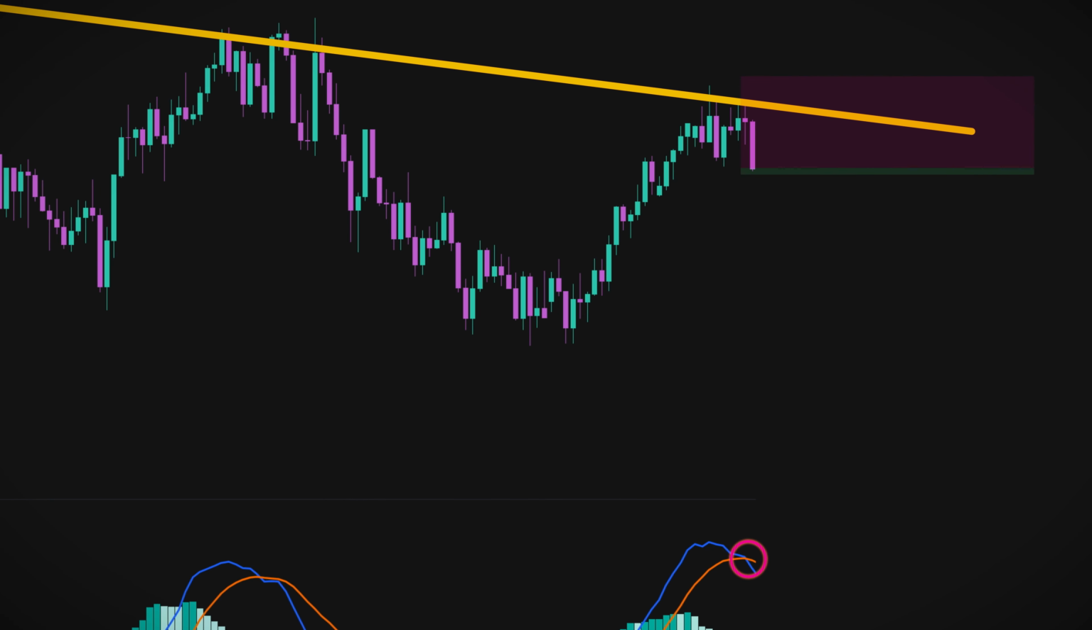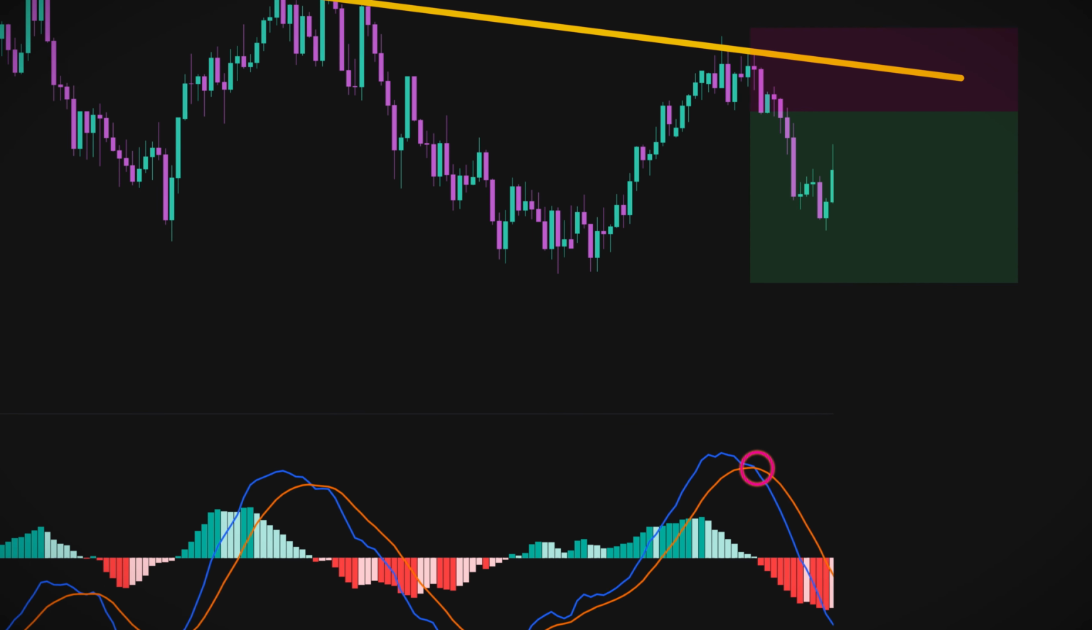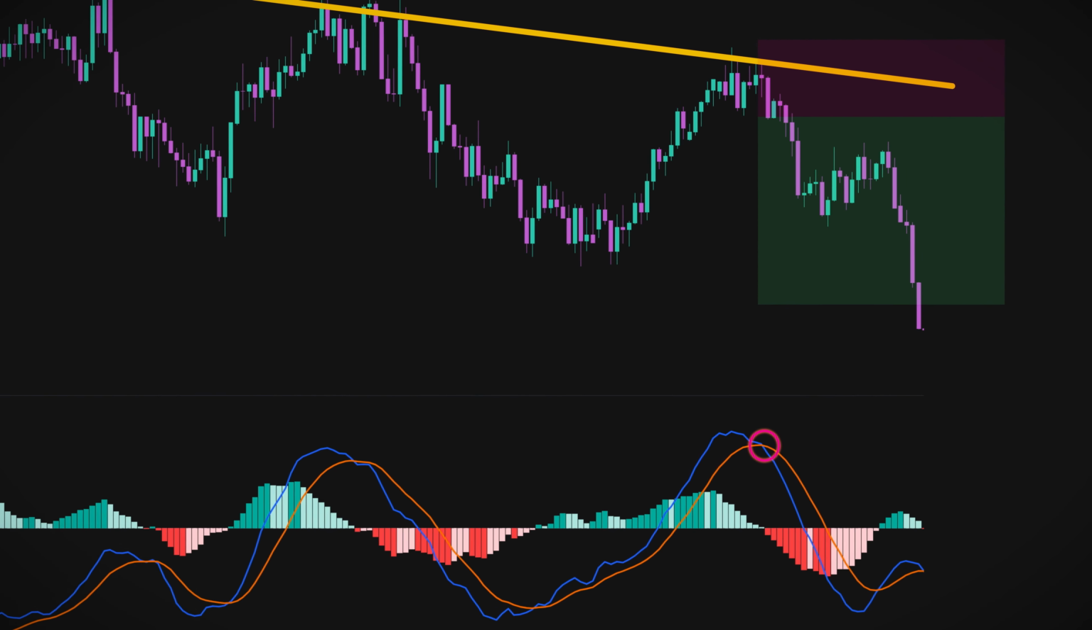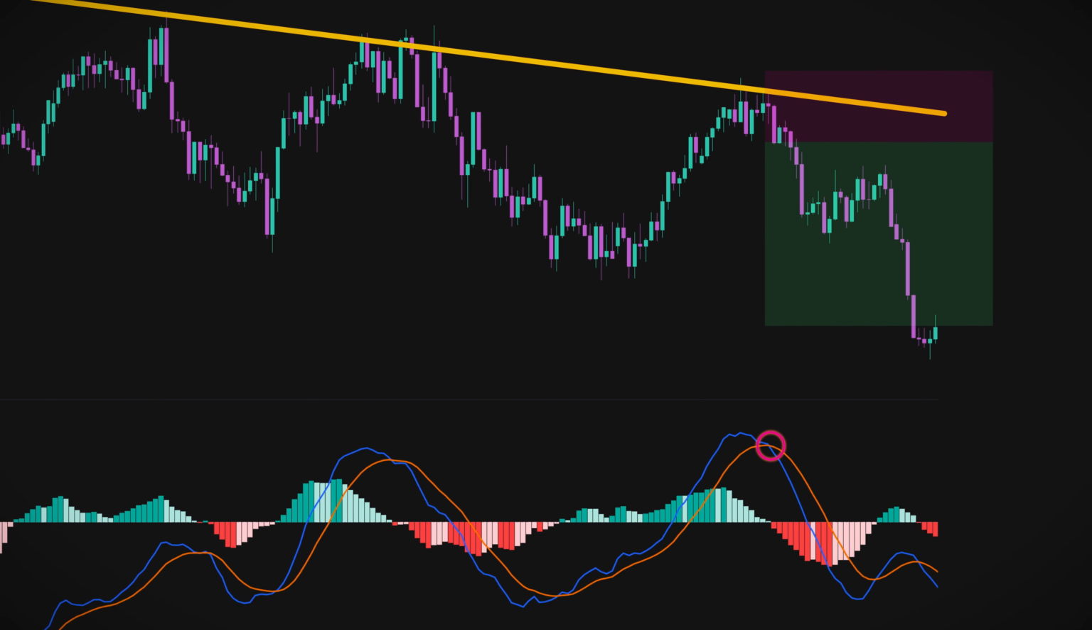Set your take profit at least 1.3 times the risk, or near a support level. Keep an eye on the trade and move your stop loss lower as the price drops to secure profits. This simple method helps you trade with the trend while managing risk and locking in profits.